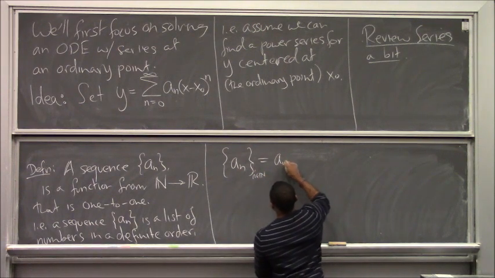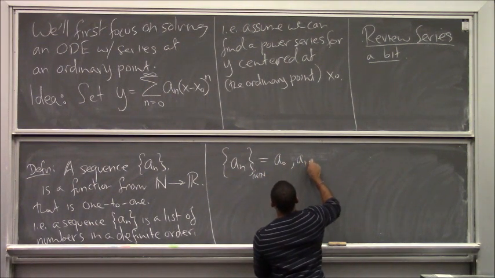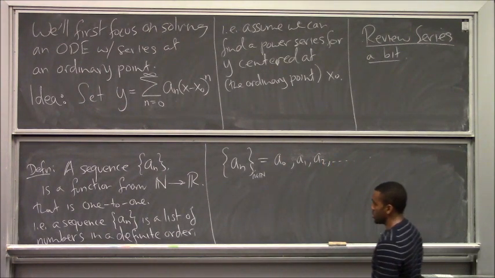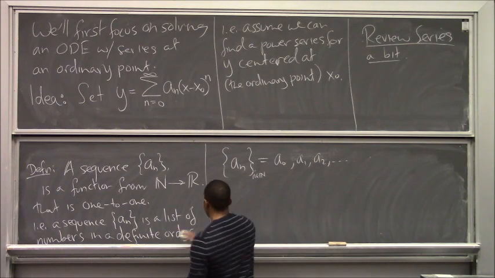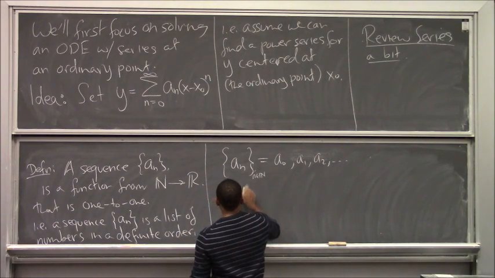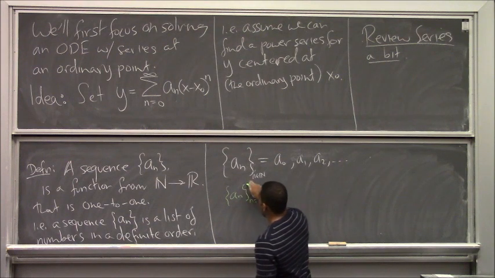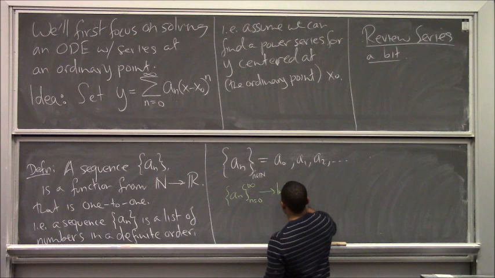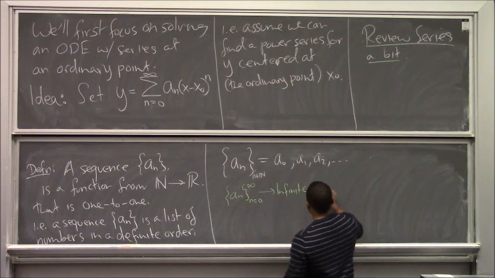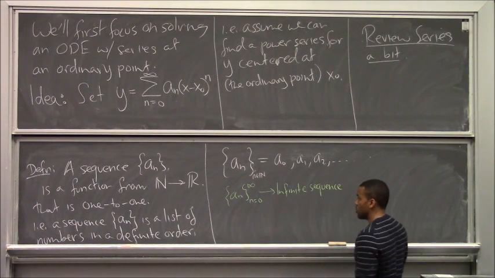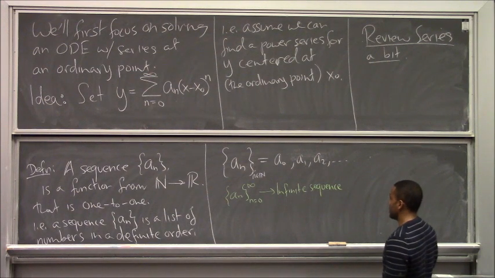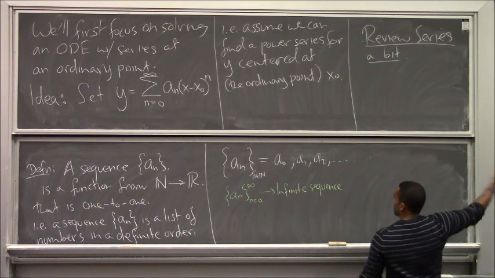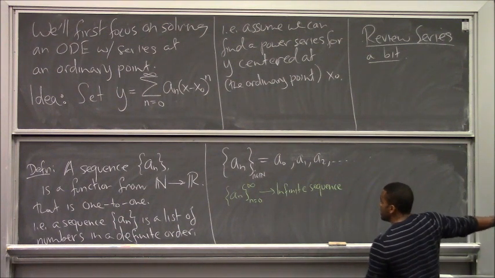So you have a_0, a_1, a_2. It's just a list of things in a certain order where we're starting from n equals 0 to infinity. And this says it's an infinite sequence, which usually is the one we're going to care about. We're not really going to care about a finite sequence. So this means it literally goes on forever. You start at 0 and you keep going forever, and you get an infinite list of numbers.